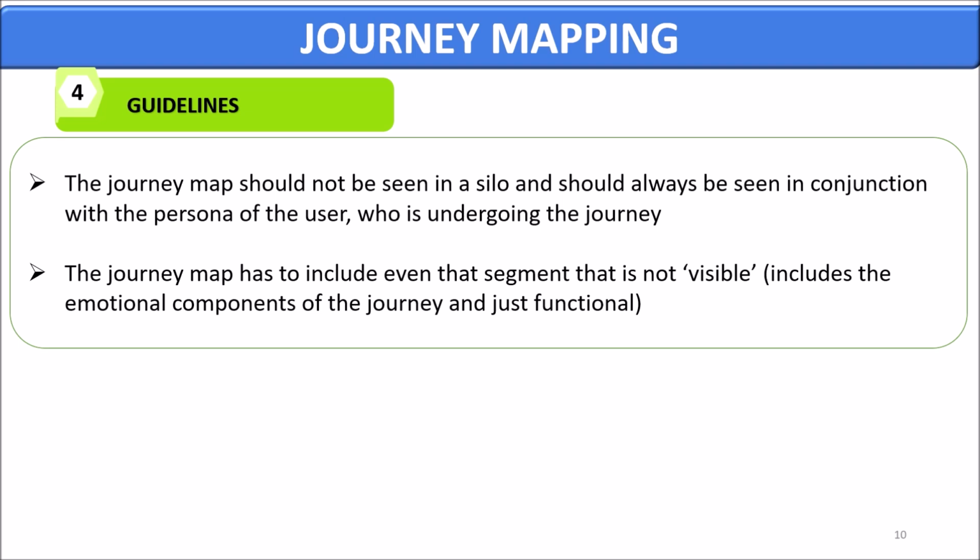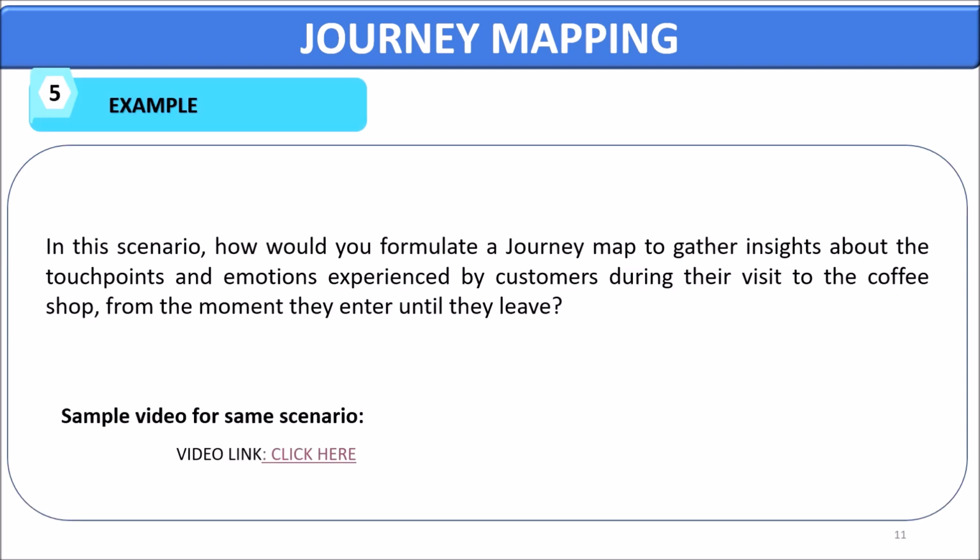So journey mapping should not be seen in a silo, but always in connection with the persona of the user. We need to understand the person's past actions and who is undergoing the journey. Journey mapping also includes the segment that is not visible, which means it includes their emotions and feelings as one of the components.